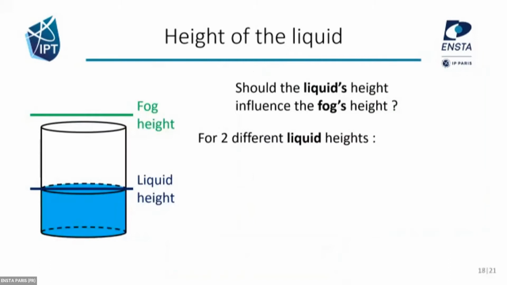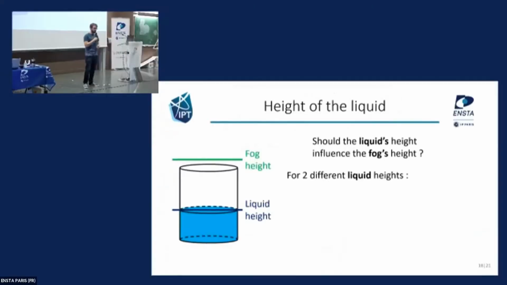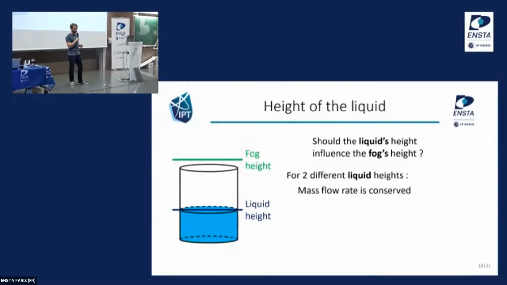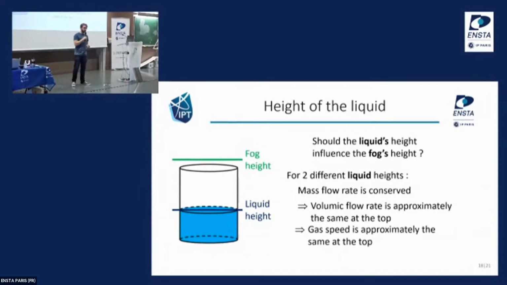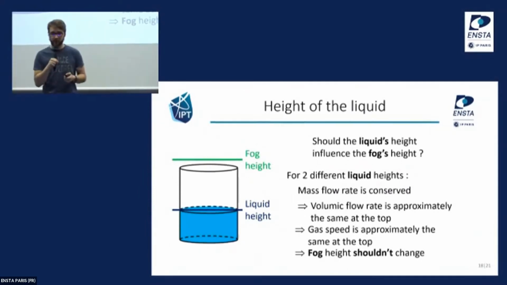So this begs for a thought experiment. We consider two different liquid heights. So the liquid nitrogen has two different heights. Would this affect the height of the fog? Now, if we think about this, mass flow rate is conserved in both cases. It's approximately the same, meaning that the volumic flow rate is approximately the same at the top, and the gas speed is approximately the same at the top too. And the fog height shouldn't change.